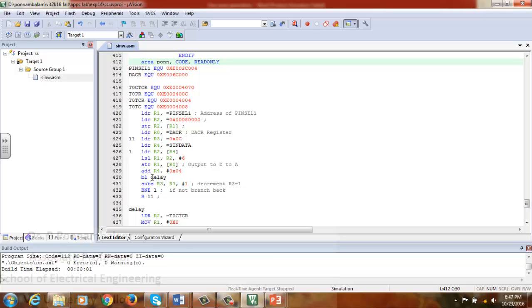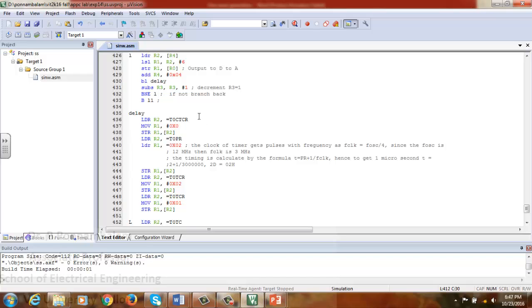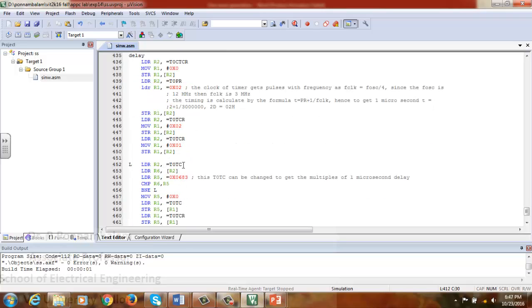After doing this, I am calling the delay subroutine. Inside the delay subroutine, I am putting 0 into T0CTCR so that the timer activates in timer mode, and into T0PR I am moving a value of 2. We have to keep this in mind: 2 will give a timing of 1 microsecond. To get 1.667 milliseconds, I give 2 inside T0PR, and the multiple should be 1667 decimal, which I'll convert into hexadecimal, and compare it with T0TC.